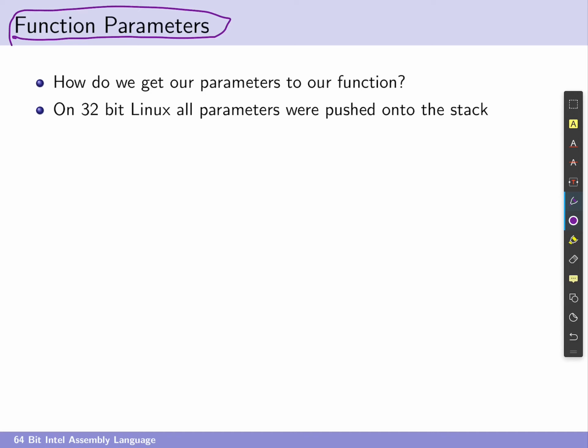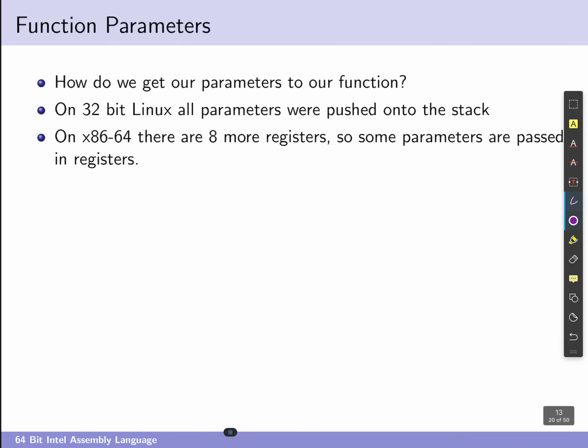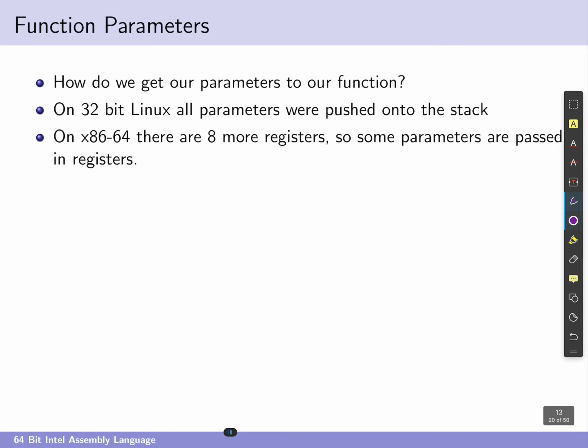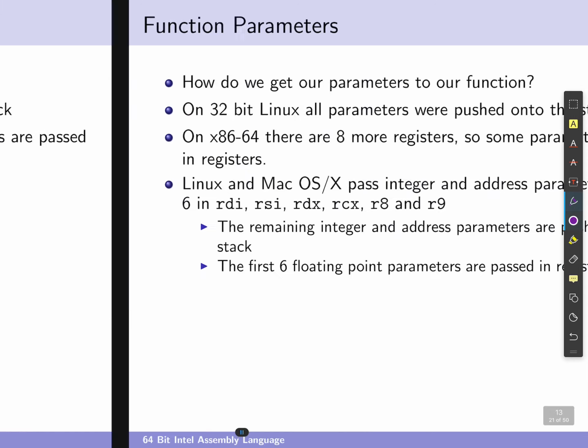So in 32-bit Linux, just so we have a bit of historical background, all parameters were actually pushed onto the stack. So if I had 6 parameters I wanted to pass to my function, I would push all of them onto the stack. Luckily for us, because we have a lot more registers at our disposal in 64-bit assembler, some of these parameters actually pass directly through via registers.